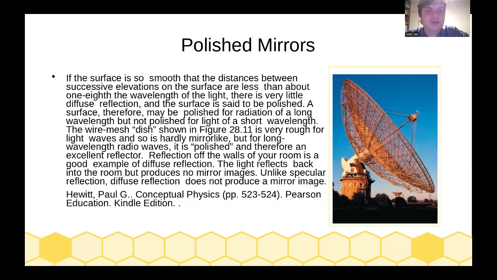Reflection off the walls of your room is a good example of diffuse reflection. The light reflects back into the room but produces no mirror images. Unlike specular reflection, which is mirror reflection, diffuse reflection does not produce a mirror image.